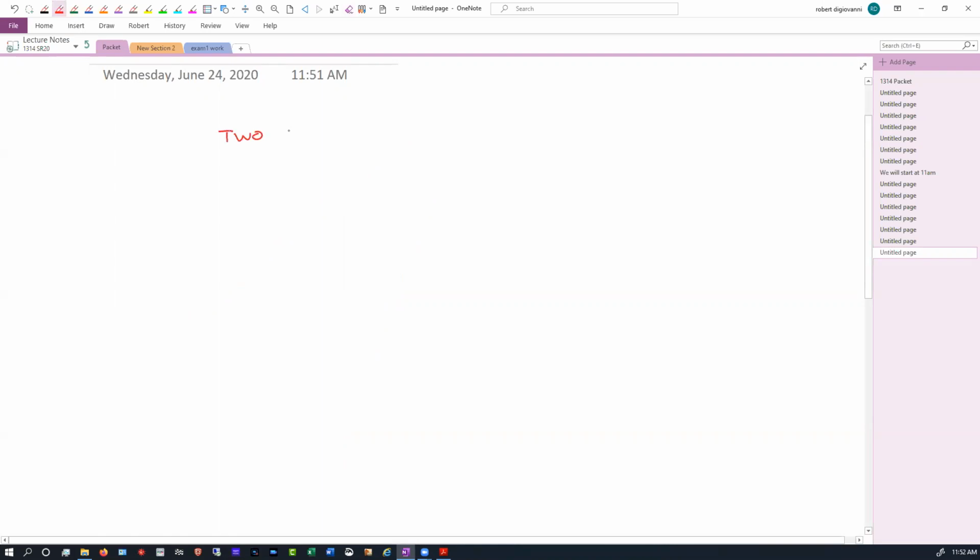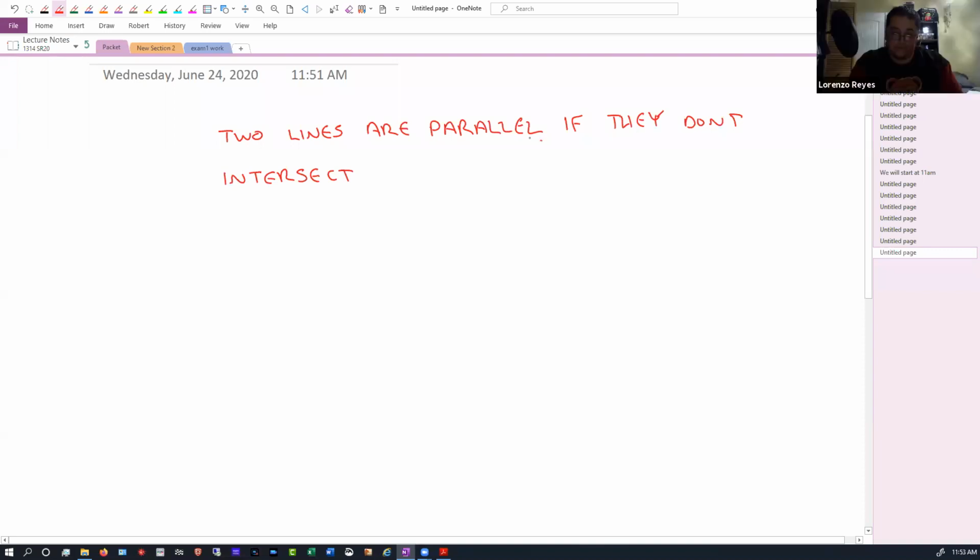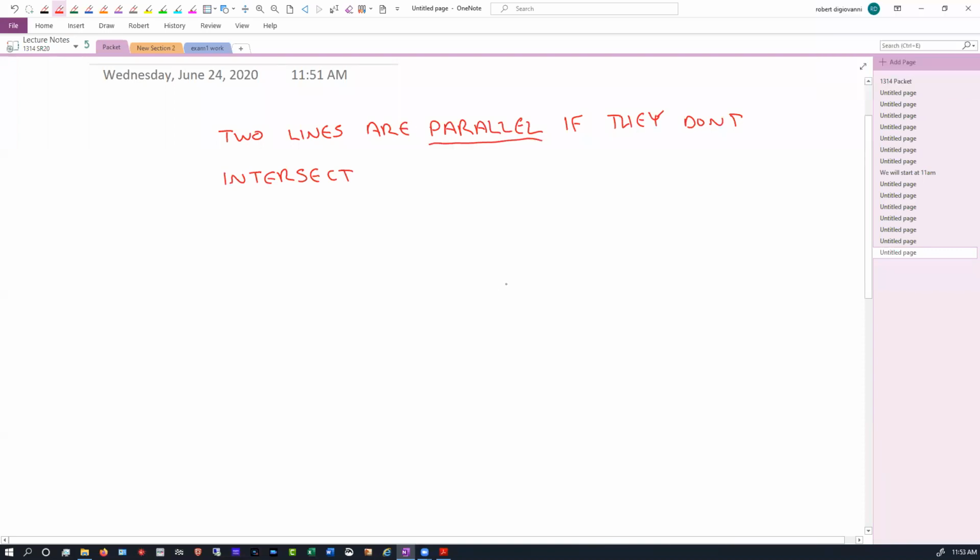Two lines are parallel if they don't intersect. Oh, okay, yeah. That sound pretty good? Mm-hmm. Okay, so, you know, there we have a line, no matter how you draw it, a line that's parallel to it has to have this quality to it that they won't hit each other.